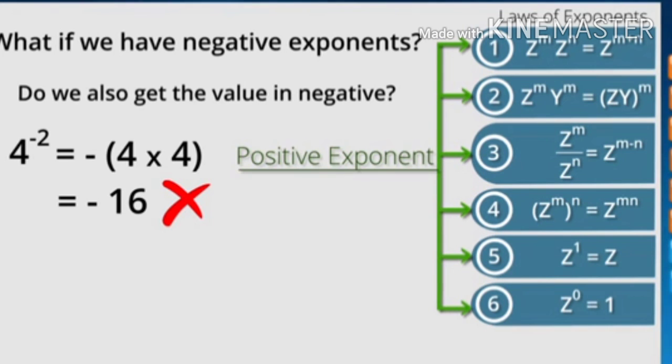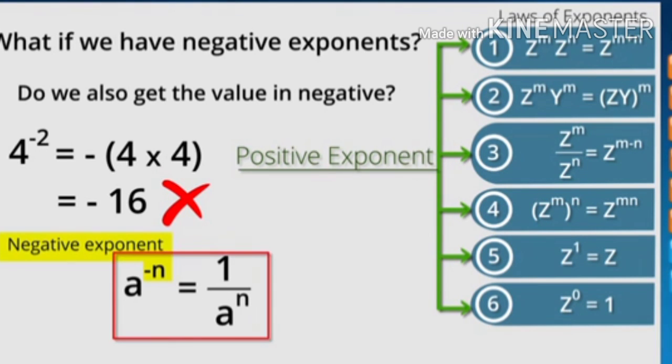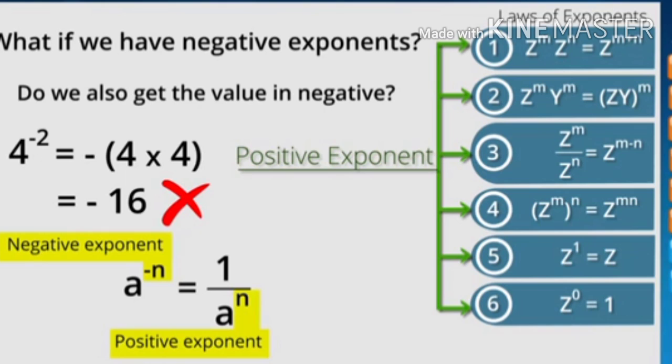If the expression is in the form of a raised to the power minus n, then it is the reciprocal of a raised to the power n. That is, a raised to the power minus n equals 1 divided by a raised to the power n. That means a negative exponent in the numerator is a positive exponent in the denominator.